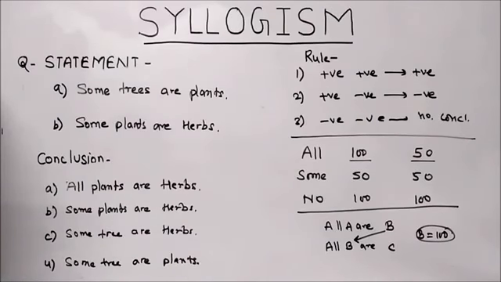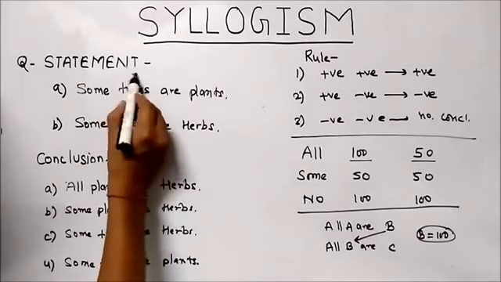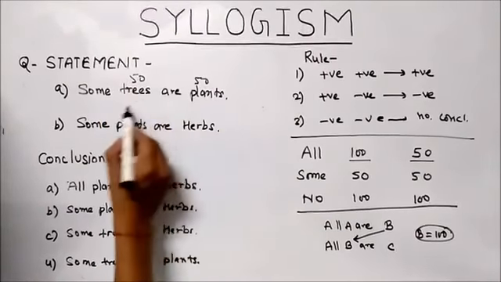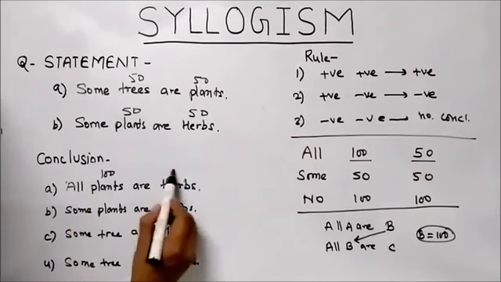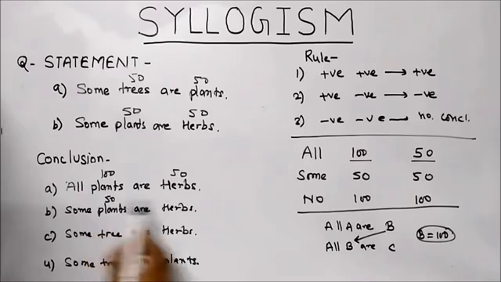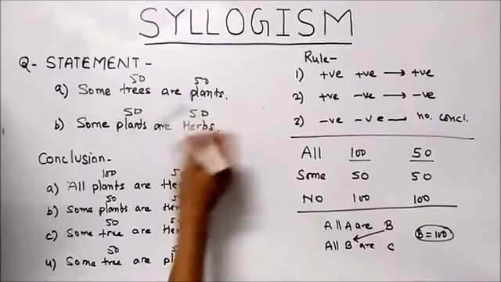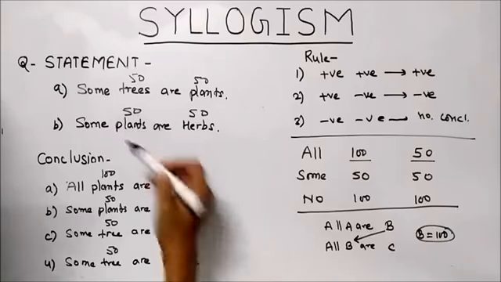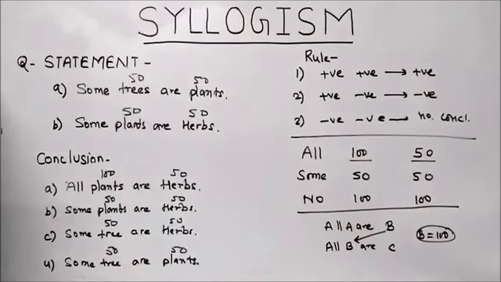Now put the values according to the rule for some: 50-50. Again here is some, 50 and 50. All, 100 and 50. Some, 50 and 50. Here plant is common in the two statements, but the value of plant is not 100. So there is no direct relation between these two statements. So this rule is not applicable here.